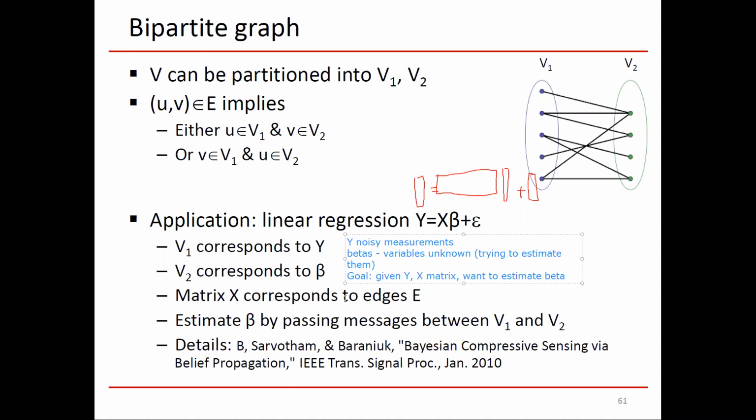A more complicated type of X matrix may have different numbers, not just zeros and ones, but also different types of numbers. Our goal is to estimate beta by passing messages between V1 and V2. And in other communication and signal processing applications, bipartite graphs are also used in estimation types of procedures. So that'll be all for this module, and we'll continue next time.